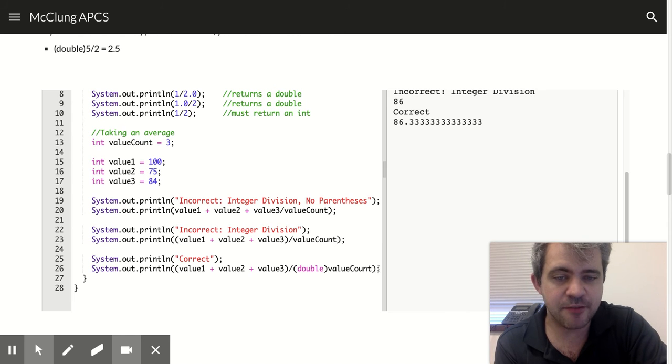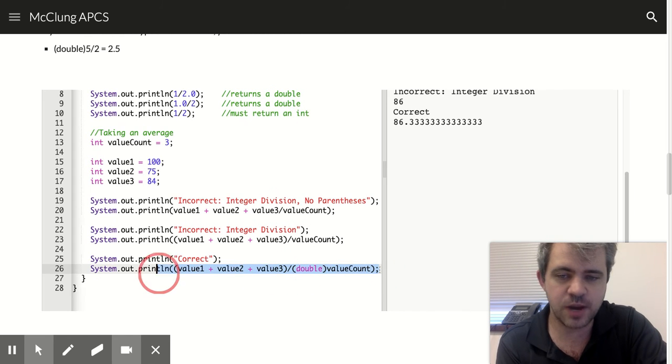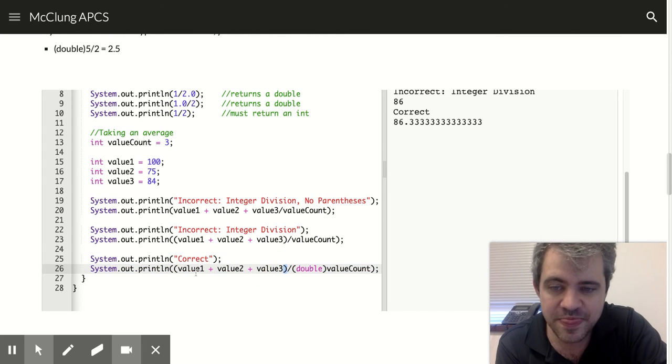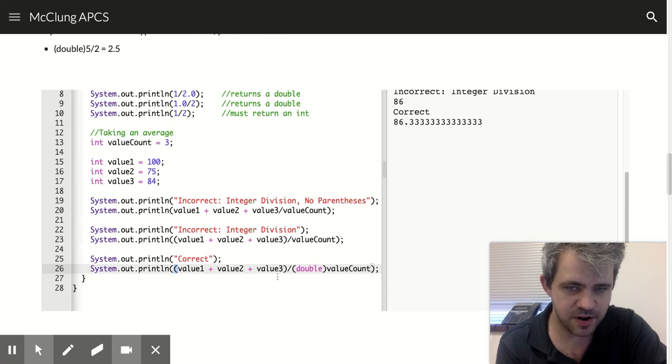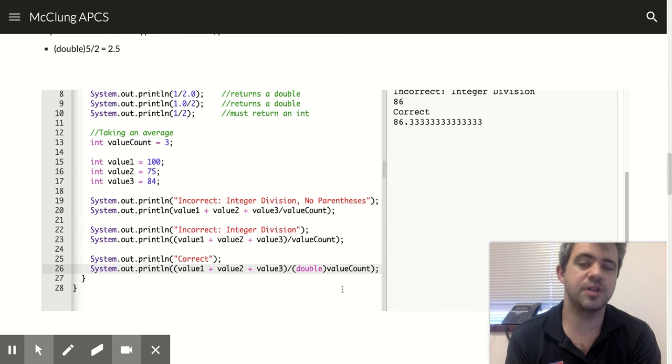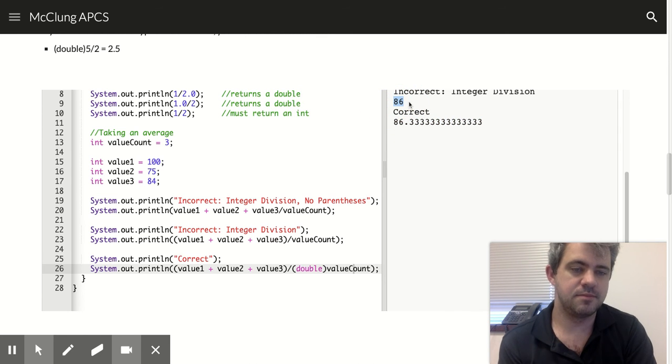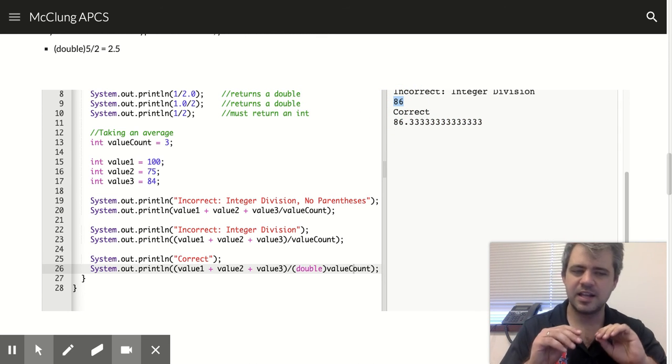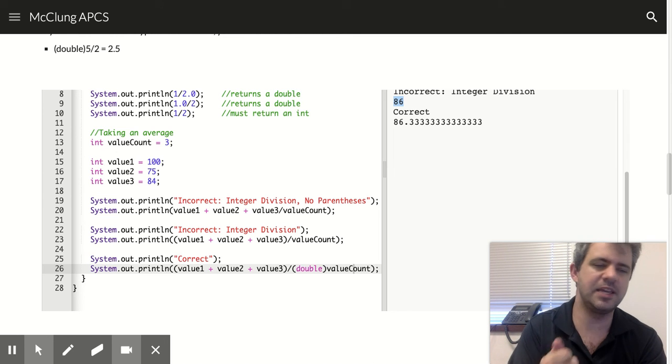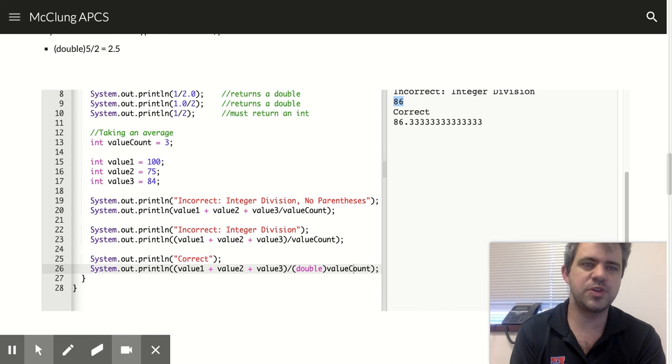So if I was to take an average of 3 integers, this is what I'd want to see. You add your 3 values, you put them in parentheses, so it's not doing the division first, it's doing the addition first, then it's dividing by the count of those 3 as a double. So it's going to give you 86.3 rather than 86. So again, it's not a huge deal until you're dividing integers. That's when you really have to pay attention to whether you're dealing with ints or doubles.